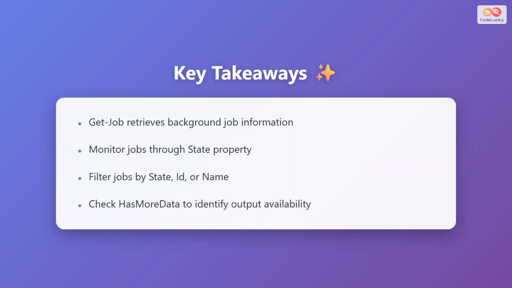Let's review the key points. Get-Job retrieves background job information from your current PowerShell session. You can monitor jobs through the state property, which tells you whether they're running, completed, failed, or stopped. You can filter jobs by state, ID, or name to find specific jobs quickly. Finally, check the HasMoreData property to identify whether a job has output available for you to retrieve. These techniques give you complete control over monitoring your PowerShell background jobs.